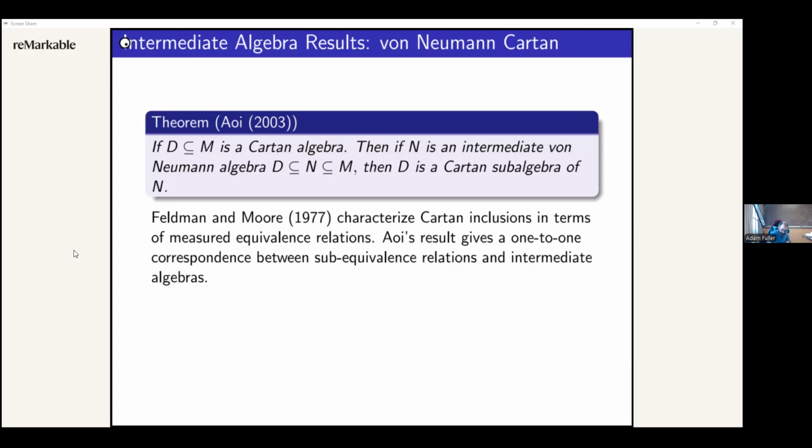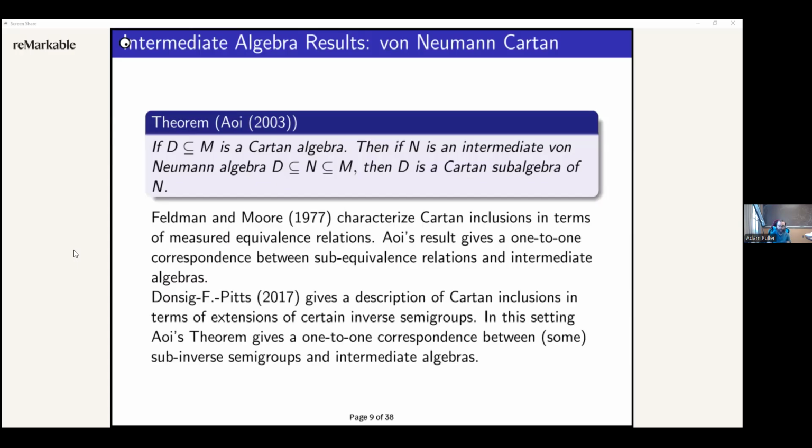If you can't get your head around measure equivalence relations, which I'm not sure is a problem for many people, but it's a huge problem for me, these can also be described in terms of extensions of inverse semigroups, in which case the one-to-one correspondence comes from sub-inverse semigroups from your initial data.